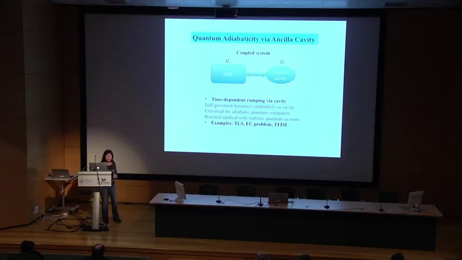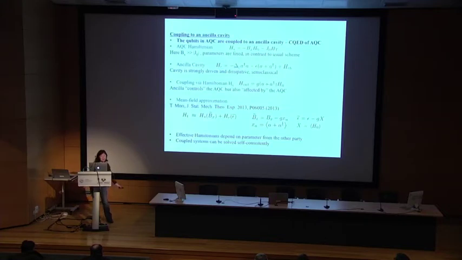And at the end of this discussion, I'm going to show you the implementation of this method in 3 problems: a 2-level system, an exact cover problem, which is an NP-complete problem, and also the transverse field Ising model. So, okay, let's start by describing the system a little bit.